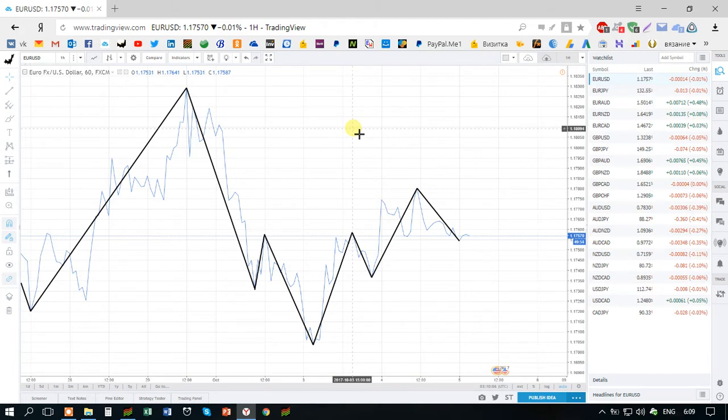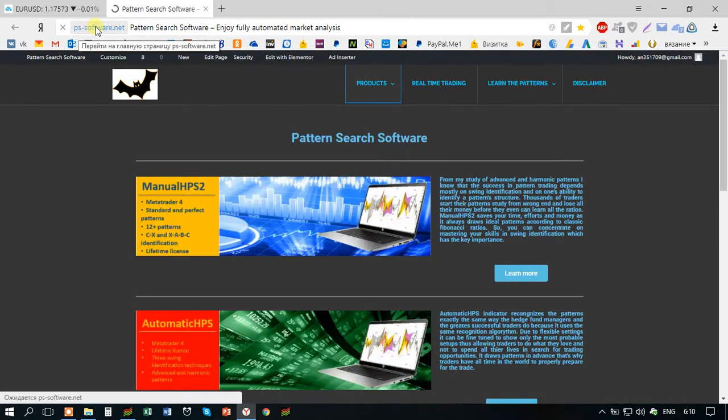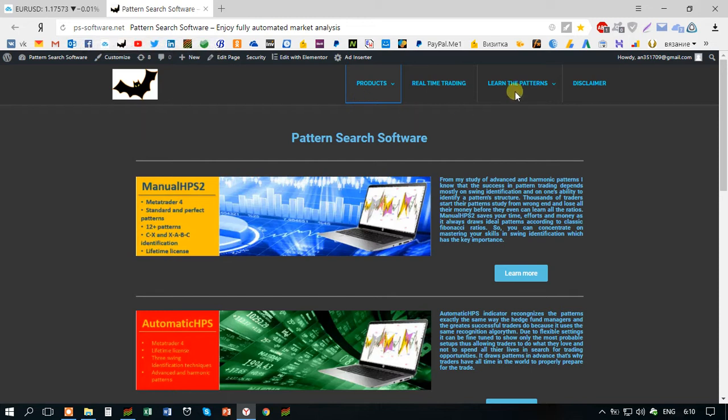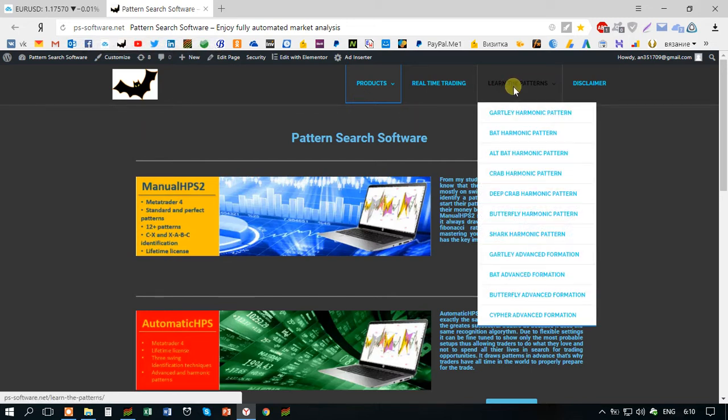I am actually trading advanced patterns. If you don't know what ratios I'm looking at, you are welcome to visit my website www.ps-software.net. Here's my website. Click the Learn the Patterns tab and choose between Gartley Advanced Formation, Bat Advanced Formation, Butterfly Advanced Formation, Cypher Advanced Formation. These four are the patterns that I'm trading in these videos.